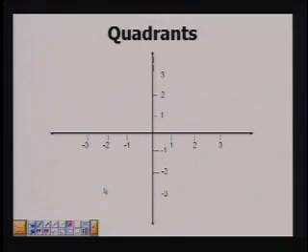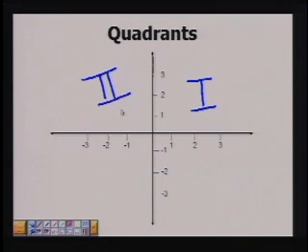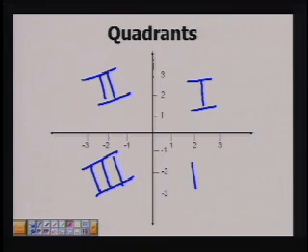Let's look at some other aspects of the coordinate plane. The coordinate plane is divided into four parts called quadrants. The quadrants are counted counterclockwise as follows: 1, 2, 3, and 4.